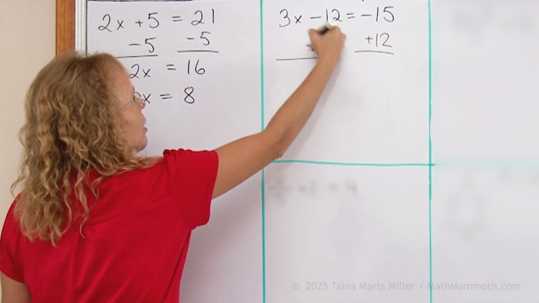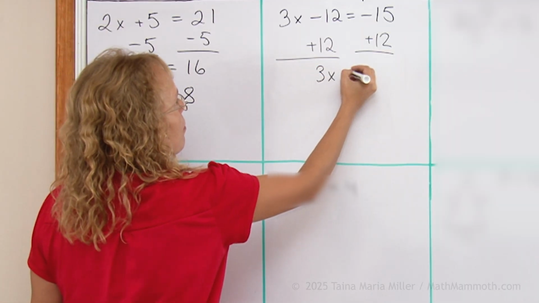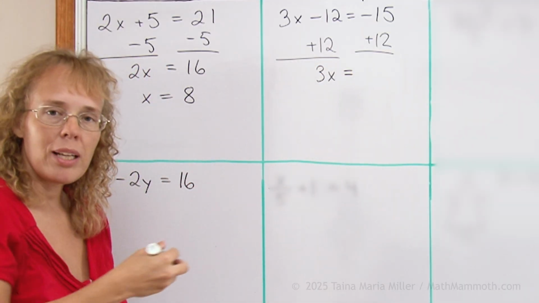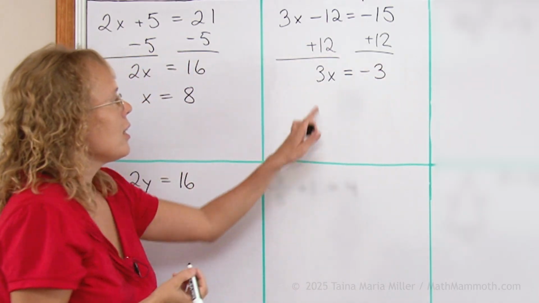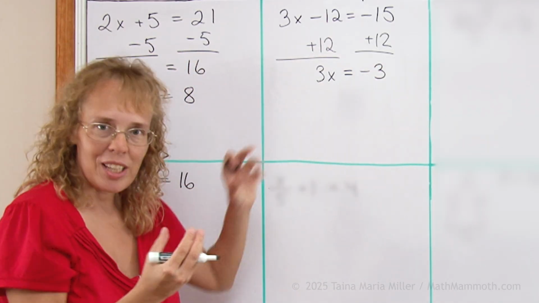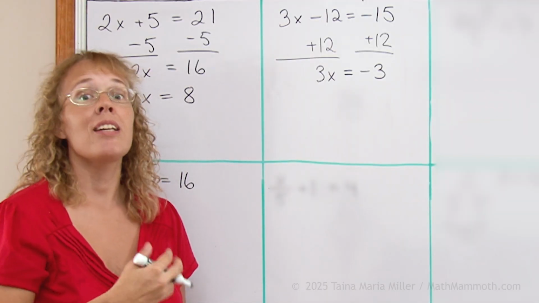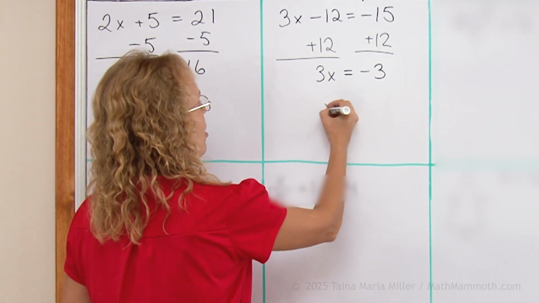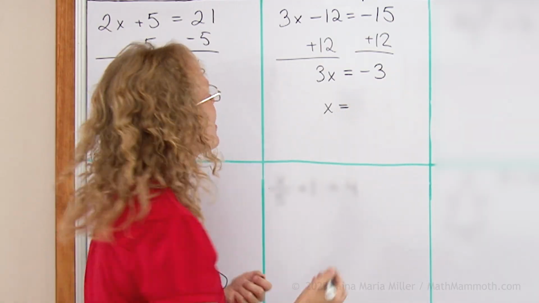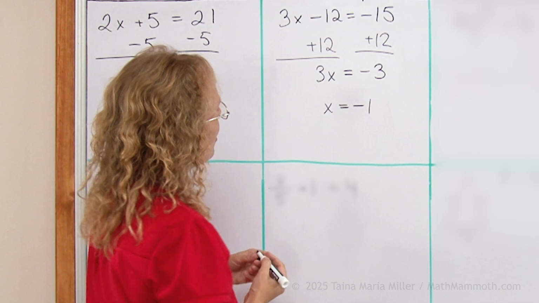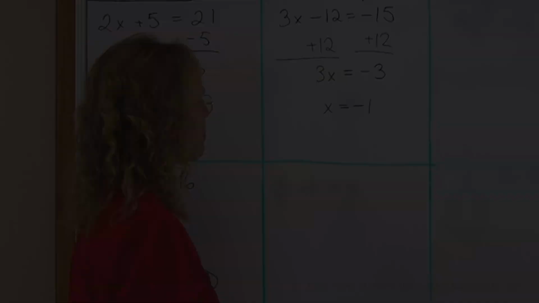And here, these cancel, so I have 3x alone. Over here, negative 15 plus 12 will be negative 3. And now, 3 times x. I undo that, so I divide both sides by 3. We get x alone. Over here, negative 3 divided by 3 is negative 1. A simple solution, in a sense.